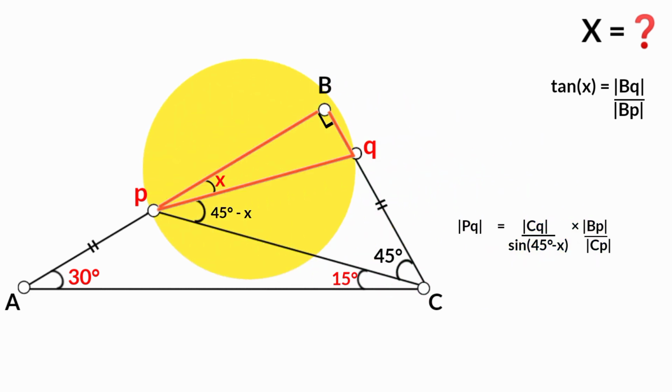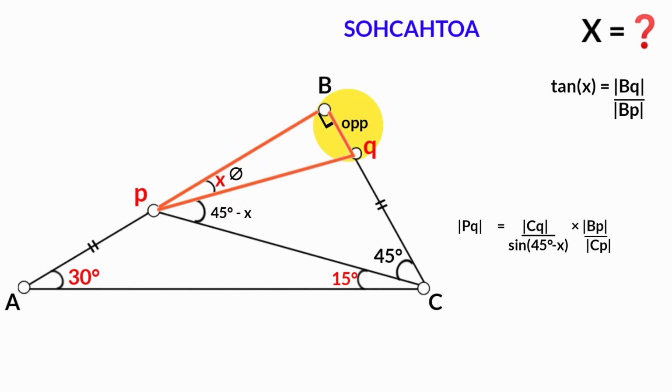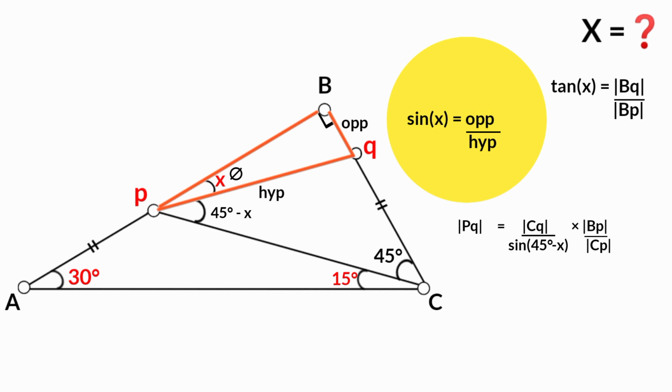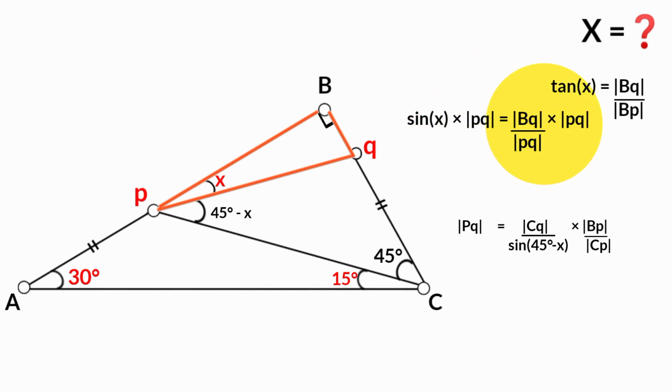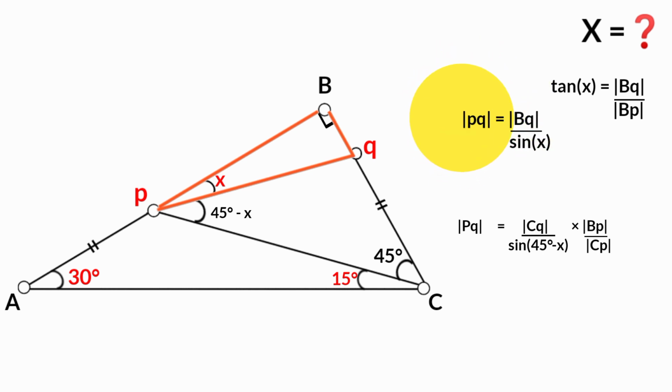But from this triangle BPQ, if we also use the circle tool, taking this as theta, this is opposite and this is the hypotenuse. From here, sine theta equal to opposite over hypotenuse. Theta is x, opposite is line BQ, and hypotenuse is line PQ. Now sine x equal to line BQ over line PQ. We multiply both sides by line PQ. Here, line PQ cancels line PQ. So sine x times line PQ equal to line BQ. We divide both sides by sine x. Here, sine x cancels sine x. So line PQ equal to line BQ over sine x.